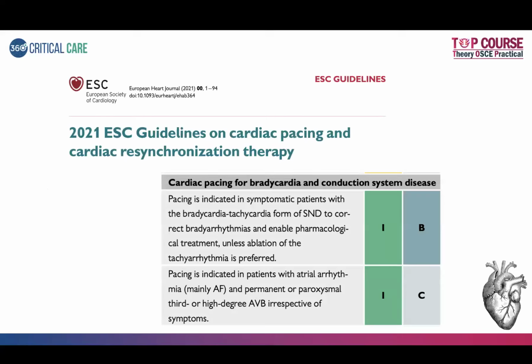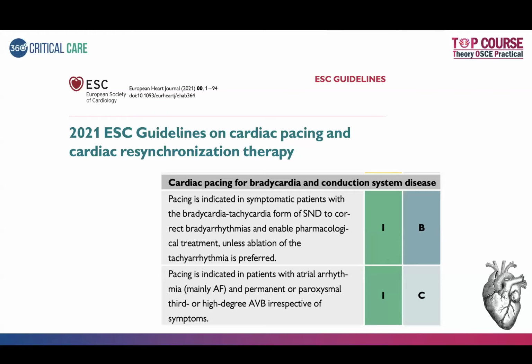So with regard to use of temporary pacing, there is a 2021 guideline for that. They have indicated pacing in symptomatic patients with bradycardia or tachycardia form of sinus node dysfunction to correct bradyarrhythmias and enable pharmacological treatment unless ablation of tachyarrhythmias is preferred. That is a 1B recommendation.